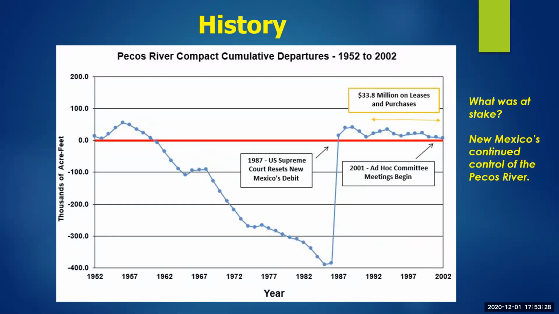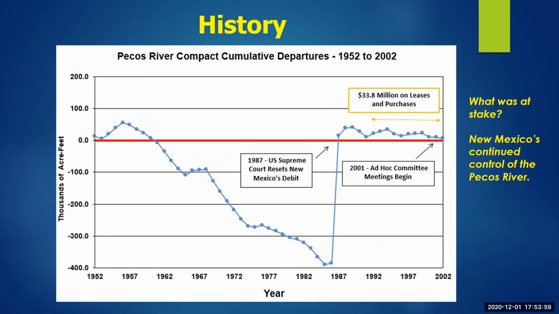They ruled in Texas's favor in 1987, and at that point, our debt was reset to 0. However, New Mexico was given very strict instructions by the court's decree to never underdeliver to Texas again. So if we ever have a cumulative shortfall, not necessarily an annual shortfall, year to year we might underdeliver, but we can build up a credit over time.